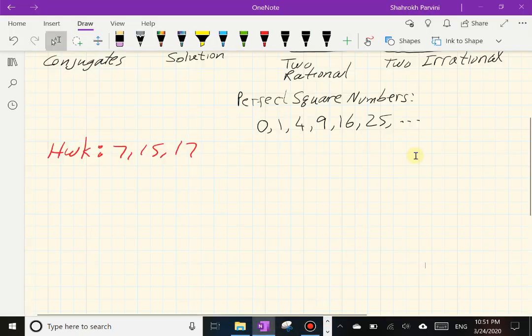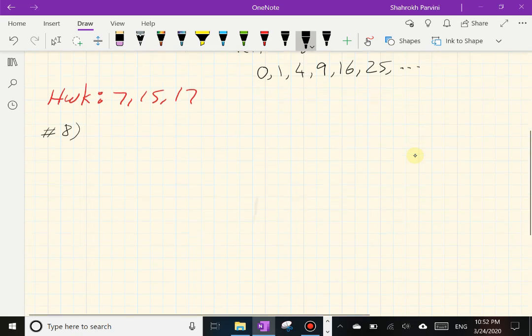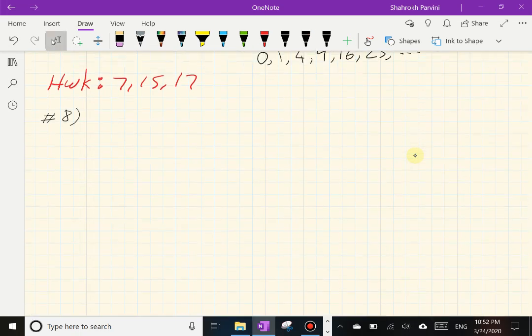So in exercise number 8, here we go. This question asks, for each equation, determine what type of number the solutions are and how many solutions. So we want to know what type of solution and how many solutions. The quadratic equation is x squared minus 5x plus 3 equals 0.